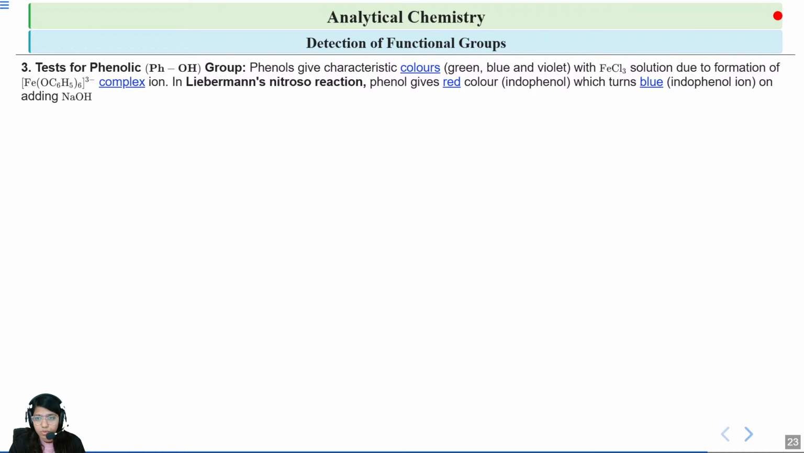The next test for the phenolic group is Liebermann's nitroso test. In Liebermann's nitroso reaction, phenol produces a red color due to the formation of indophenol that changes to blue color when treated with sodium hydroxide, NaOH, due to the formation of the indophenol ion. Nitrophenols do not give the ferric chloride test and Liebermann's nitroso test. So nitrophenols are an exception. They do not give the above two tests.